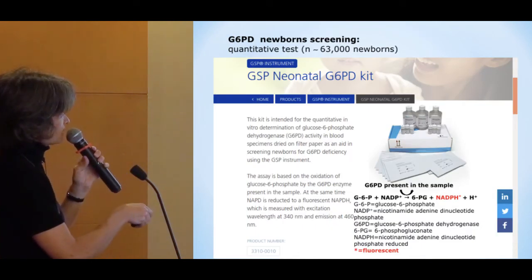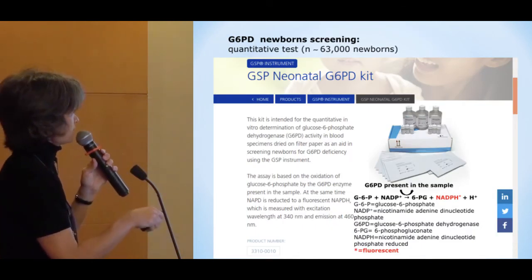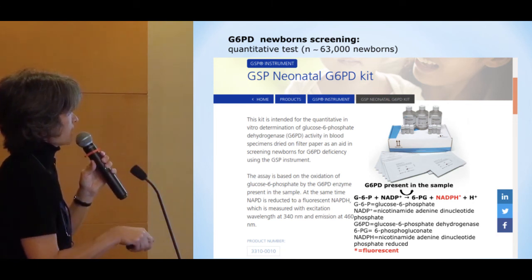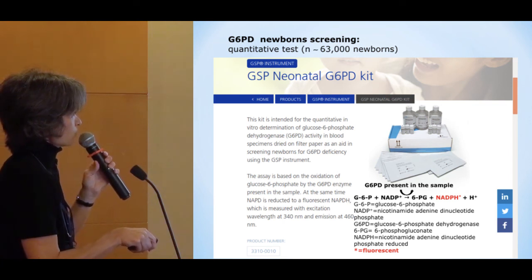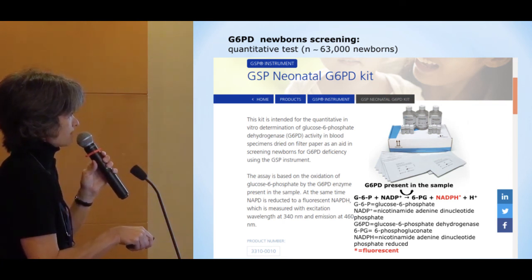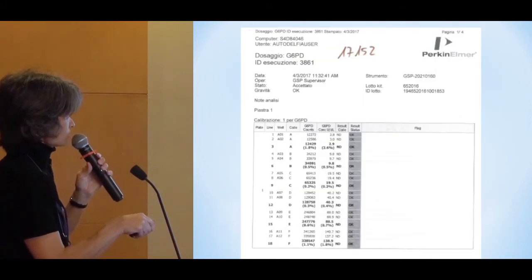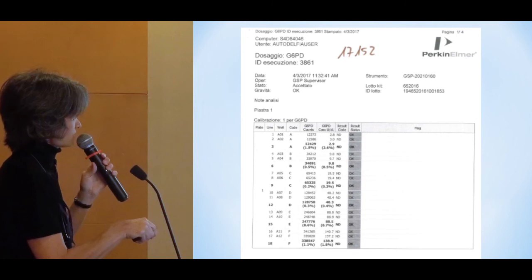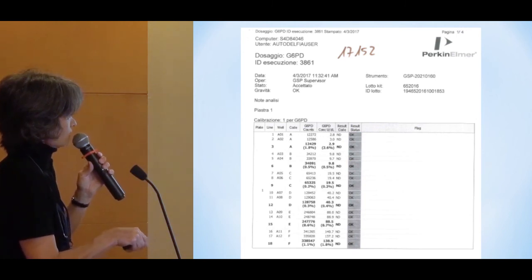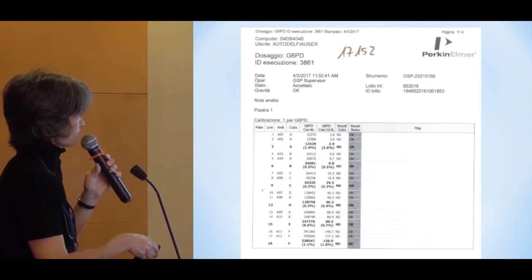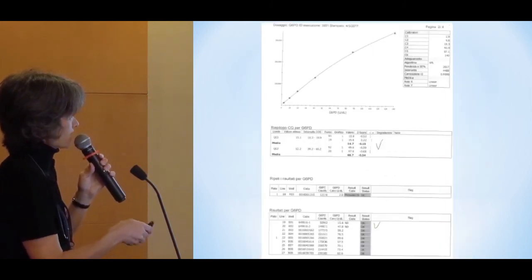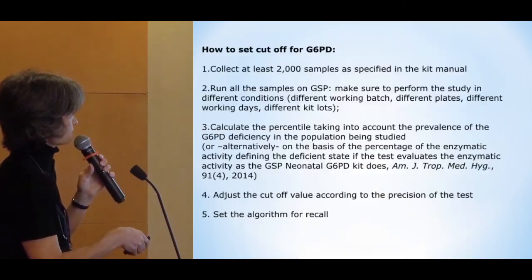So this is the kit run on GSP, and we run so far 63,000. And again, we have a fluorescence signal proportional to the enzymatic activity. So the calibration curve looks just like this. There's an increase in fluorescence that correlates with the concentration of G6PD, and this is the graphical layout.